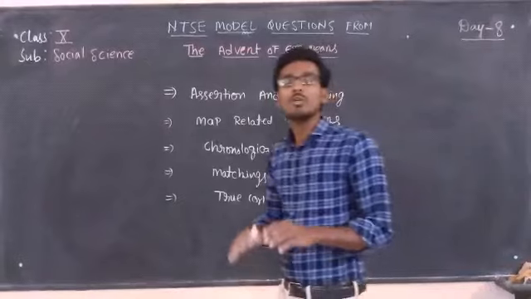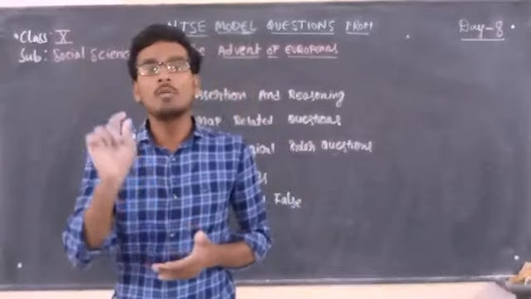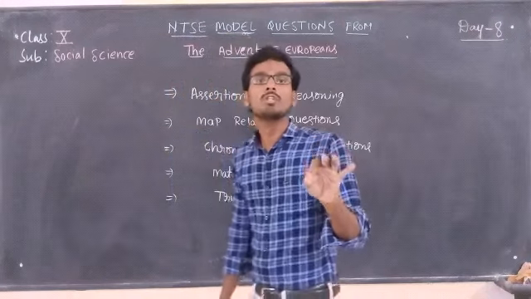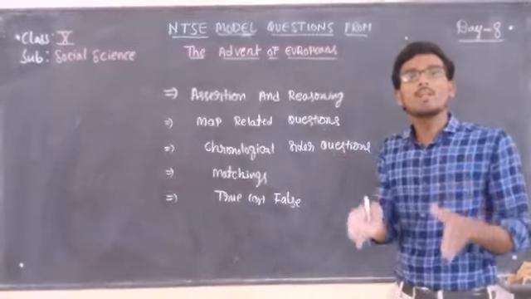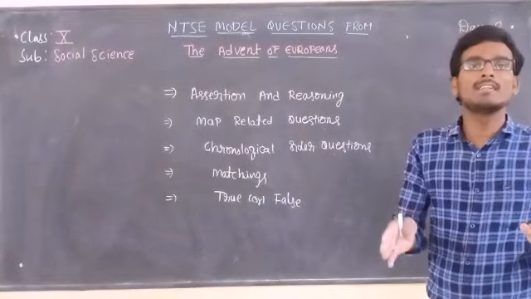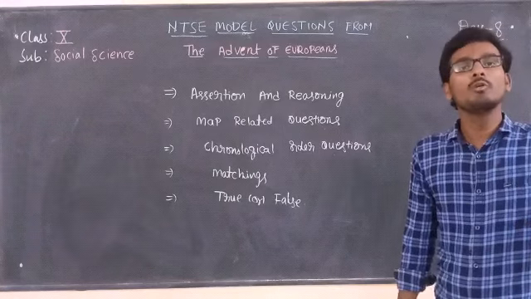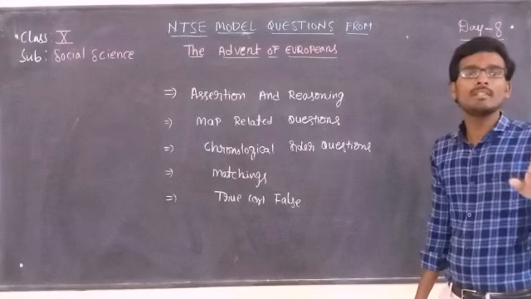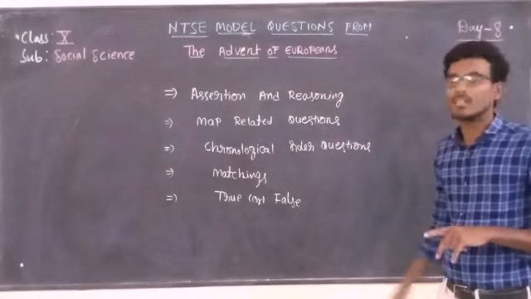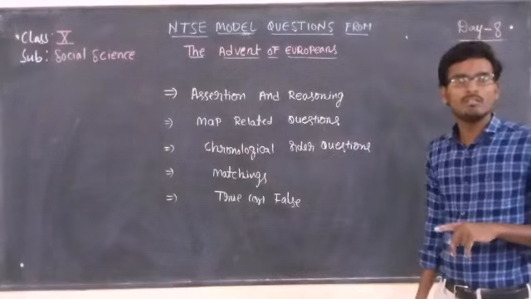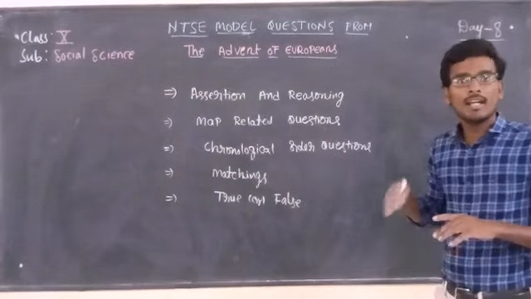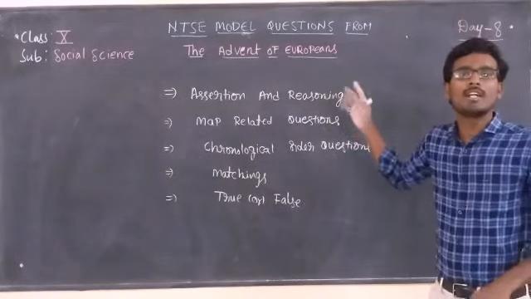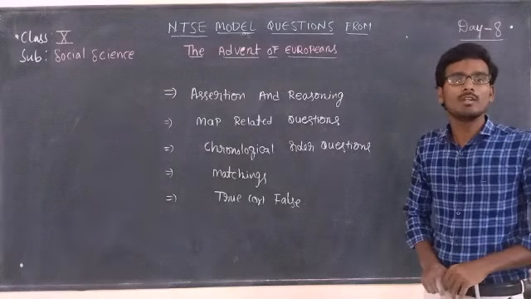My request to you is to go through that map and observe the places that belong to the French, British, Portuguese and Dutch, and make a note segregating all the trade centers according to the respective European settlements. So my dear children, the page number 4 map is very important in this context, and chronological order questions are also very important. So let us move on to the NTSE model questions from the first lesson, the Advent of Europeans to India.